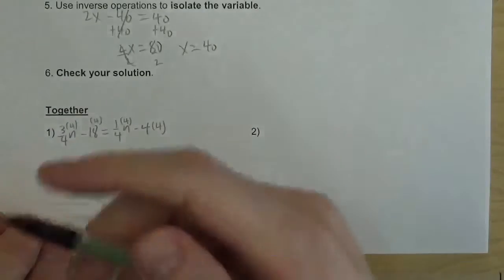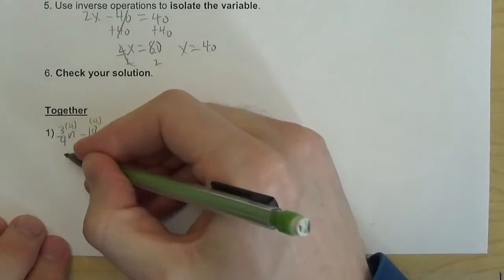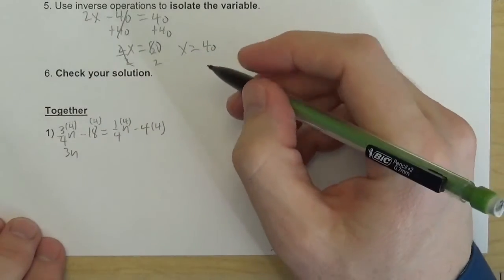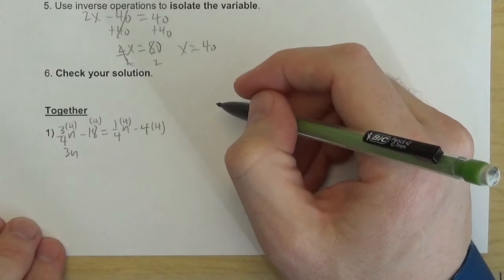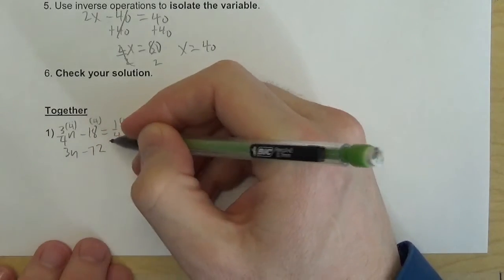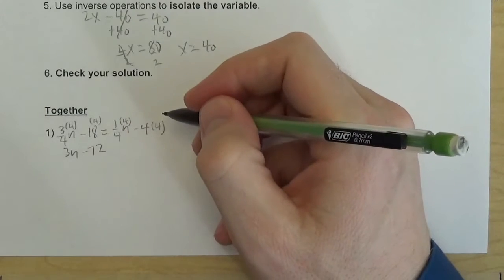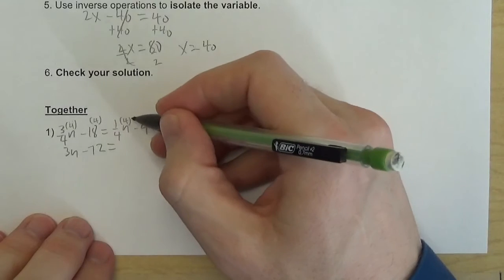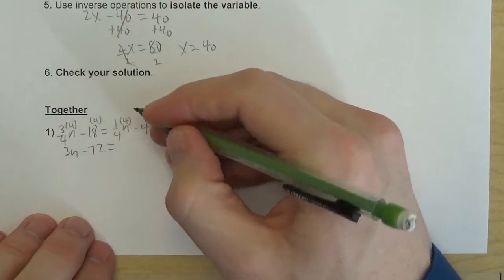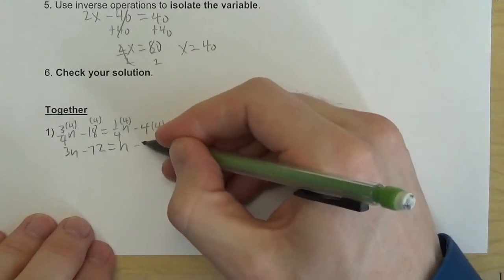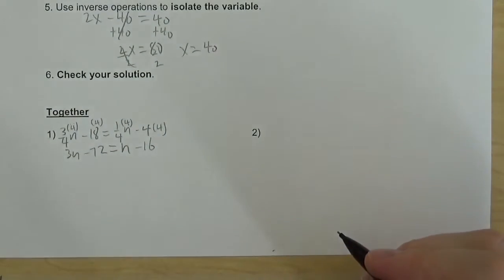3/4 times 4. We had this already today. 3 times 4 is 12. 12 divided by 4 is 3. So this will be 3n. And then 18 times 4, let's see, 36, 72, is that right? So I think it's going to be negative 72. And then we have 1/4 times 4. We had this already today too. Put my equal sign in there. 4 times 1 is 4, divided by 4 is 1. So 1n would just be n. And then 4 times negative 4 is negative 16. So I multiplied everything up there by 4. There wasn't anything in parentheses that was protected from that this time.